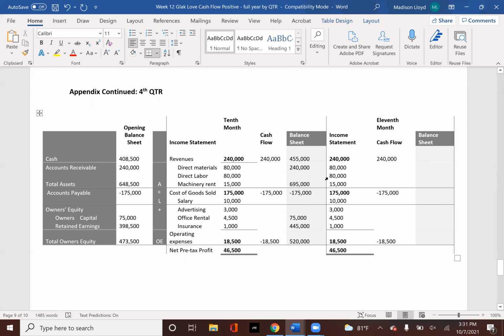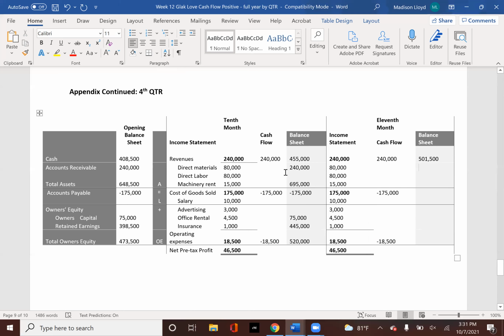Our bank account is $695,000. This is the business bank account anyway. $695,000 is what we have to pay off all of our expenses. So you can take $695,000 minus $175,000 minus $18,500, and you're going to come out with $501,500. Or for the other people, you can add your last month's cash balance, $455,000, plus this month's profit, and you're going to come out with the exact same number.